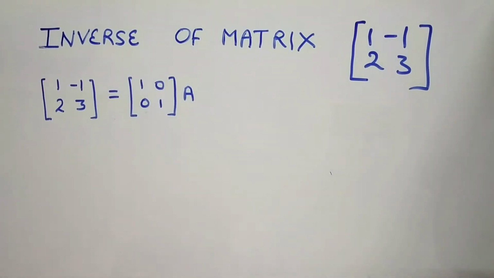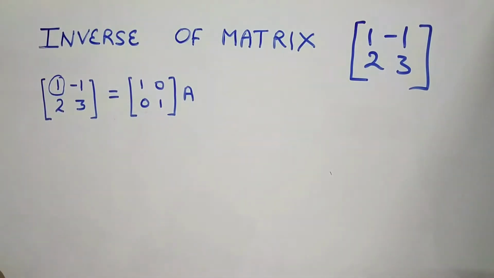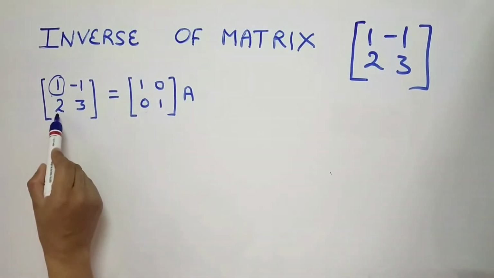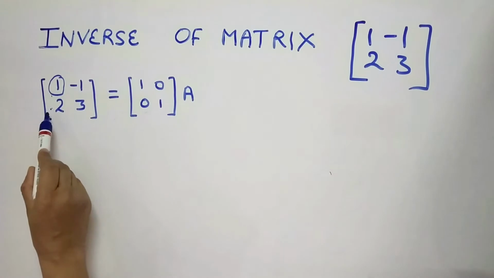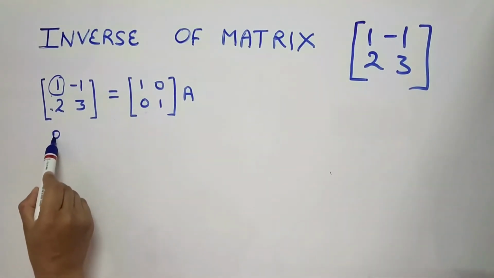Now you will see this matrix. Our first aim is to make this one identity, so you need 1 here. We already got 1 here, so that's a good thing. Now with the help of this one, we'll try to make this one 0. So how can we do this? This is row 2, in which we need the change.